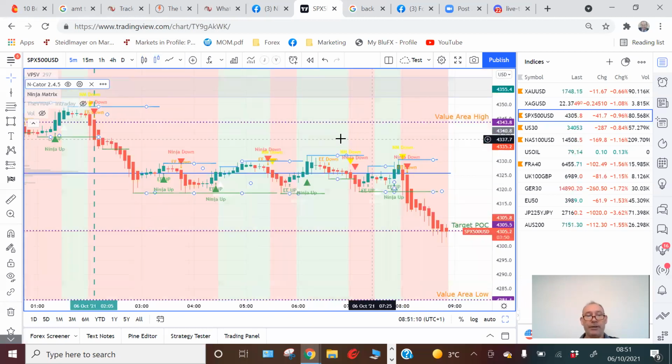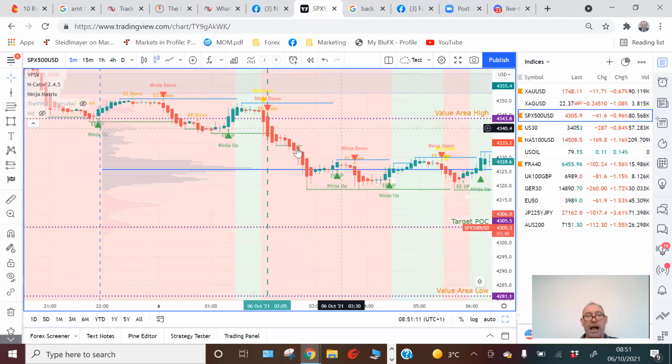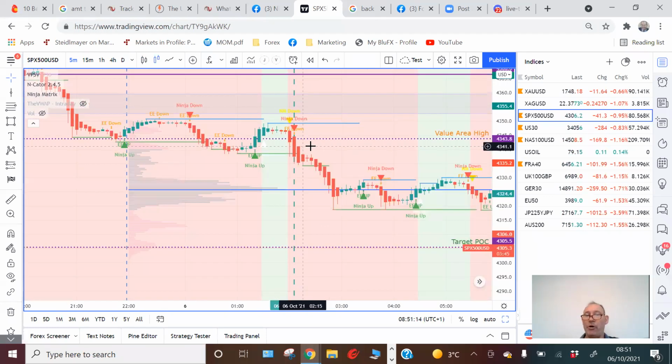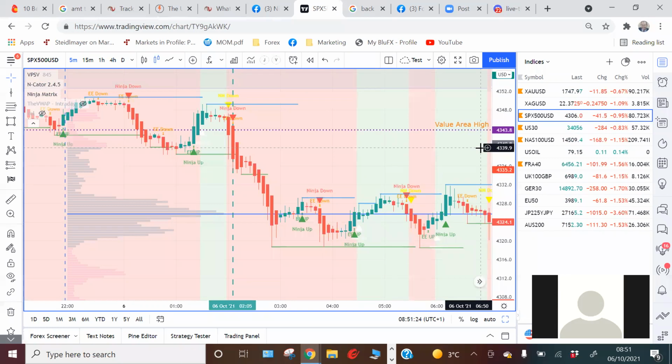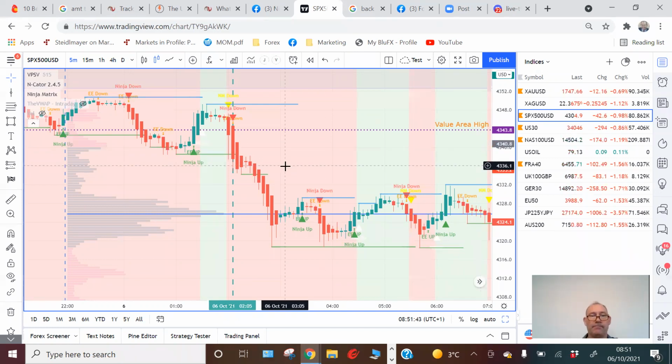Okay, so just double check. You would enter the trade on this one here using the indicator. Is that correct? You'd set an alert in that situation? You'd put an alert on the value area high line. Correct, that's what I do. And then you'd wait for your ninja down. That's correct. And then you check that the matrix was the same color.